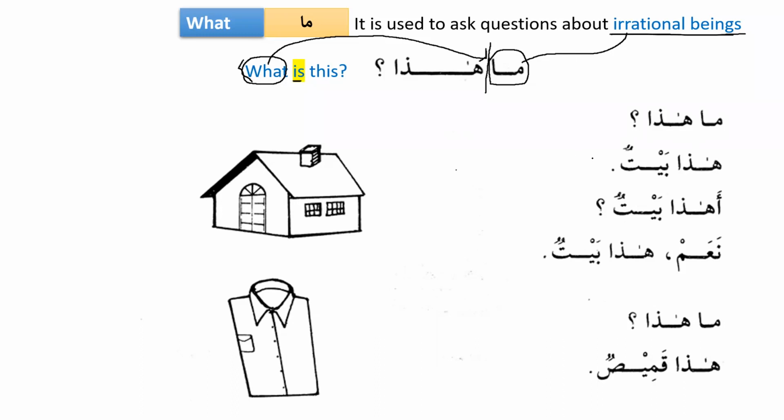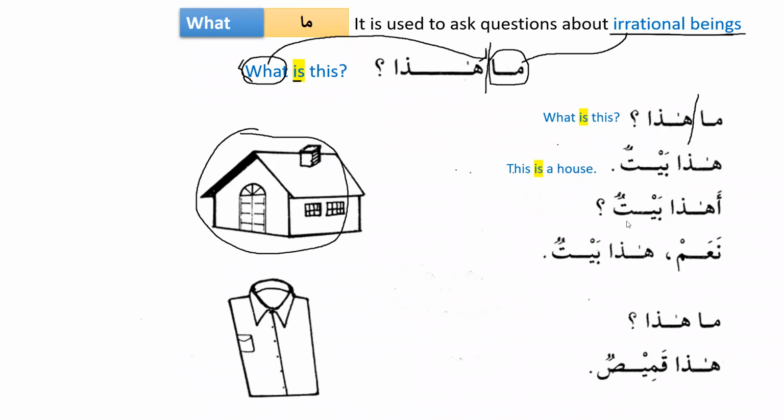Ma hadha. So what will be the translation? Ma is what, hadha is this, so the translation is: what is this? Okay, so the answer is hadha baytun. Can we answer with yes or no? Of course not. We cannot answer yes or no, because it is a detailed, information question, so we have to give the complete answer. So what is this? As we can see over here, hadha baytun. This is a house.